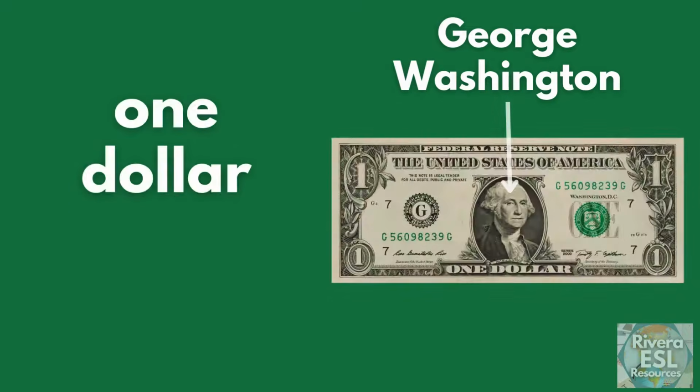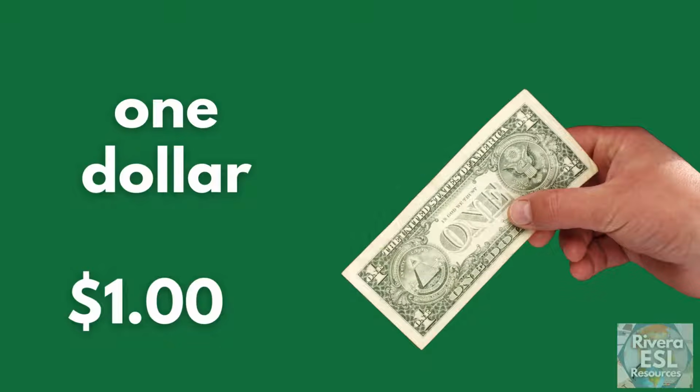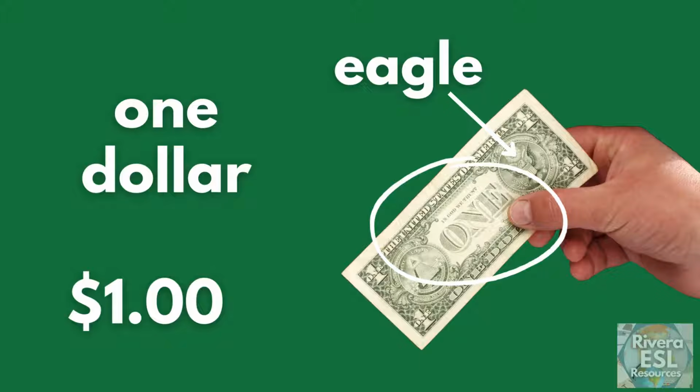$1. The $1 bill has George Washington. George Washington was the first president of the United States. You will see the number 1 in all four corners, as well as the word 1 at the bottom. On the back, you will see the word 1 as well as an eagle, our national bird.